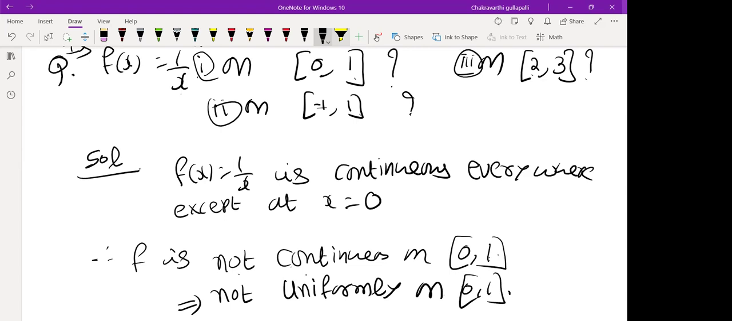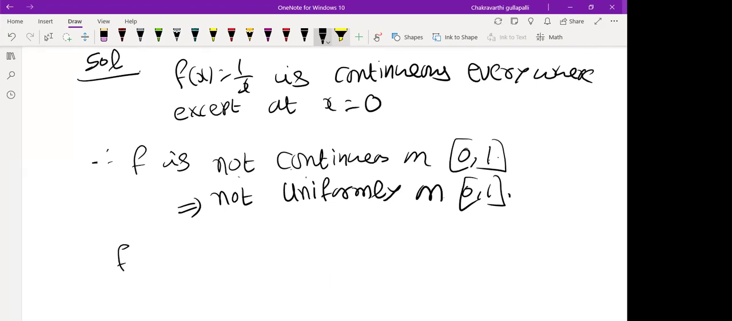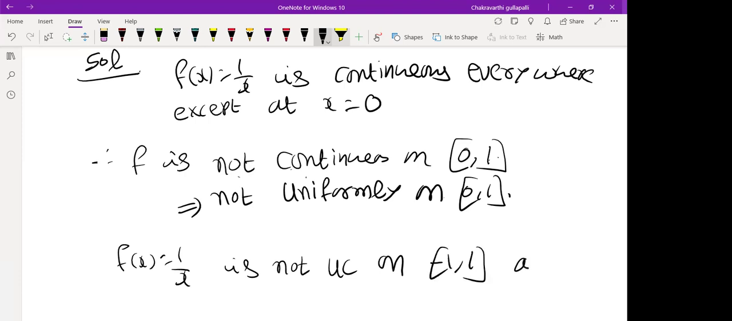Okay. Next. On minus 1, 1. Any one of you, can you tell me? Is it uniformly continuous? No, no, madam. Here also there is a zero. Again, there is a zero in the interval. It is not uniformly continuous on minus 1, 1, as 0 is there in this interval. At this point, it is not continuous. If it is not continuous, it is not uniformly continuous. Any interval containing a discontinuity point of a function, over that interval f will not be uniformly continuous.